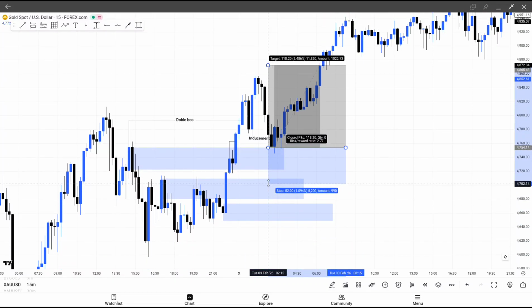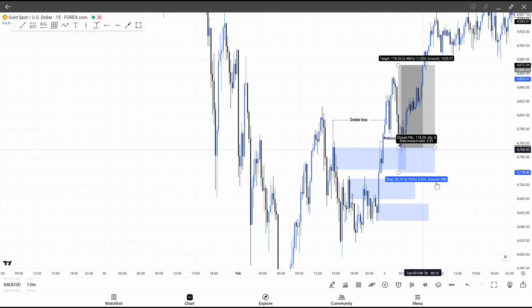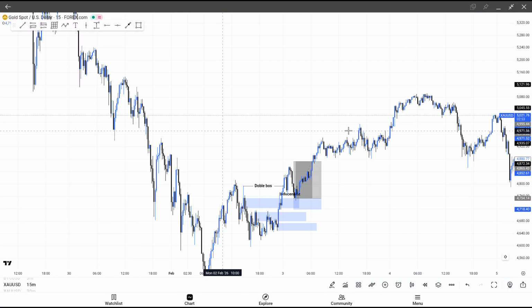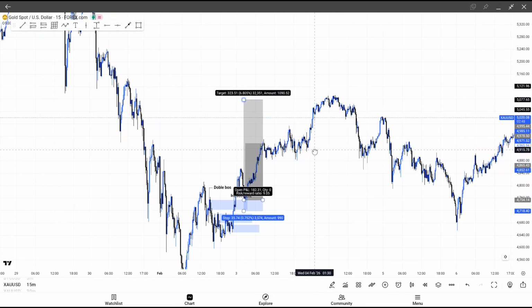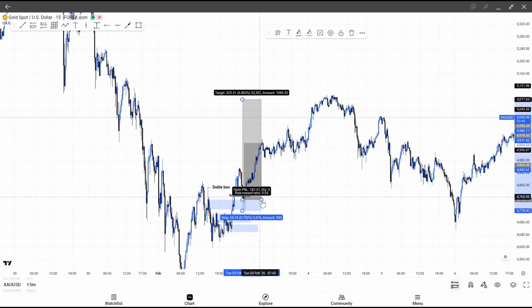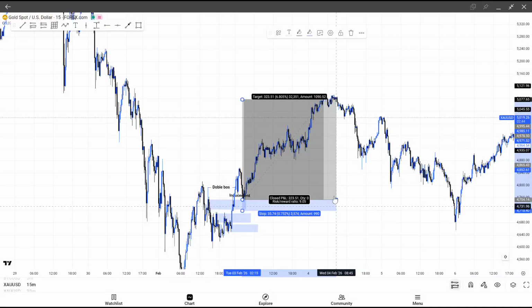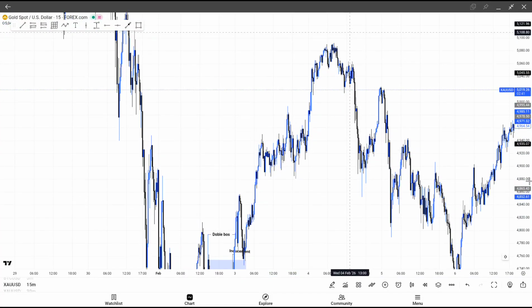Guys, easy as possible. This trade meets all the requirements for you to take the trade. This trade is 1 to what? This is 1 to 9. This is 1 to 9, guys.